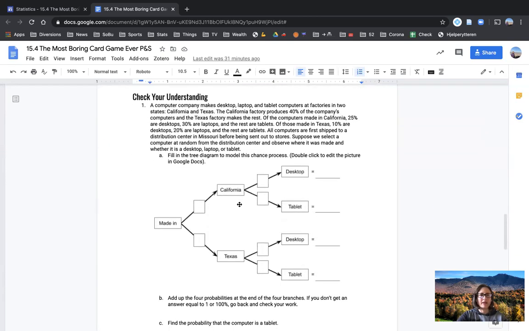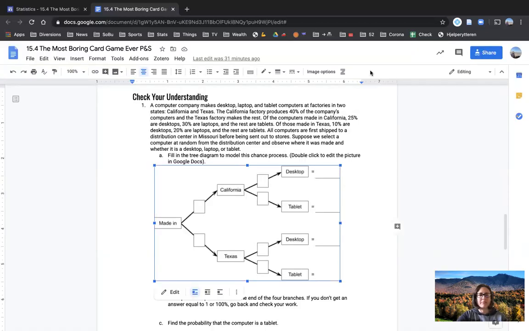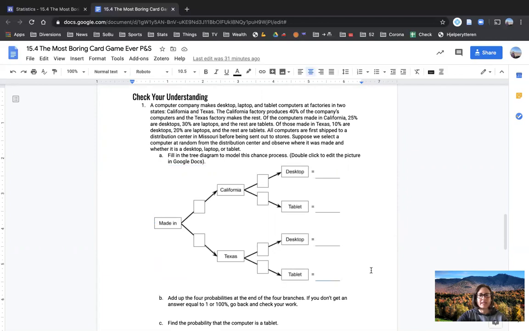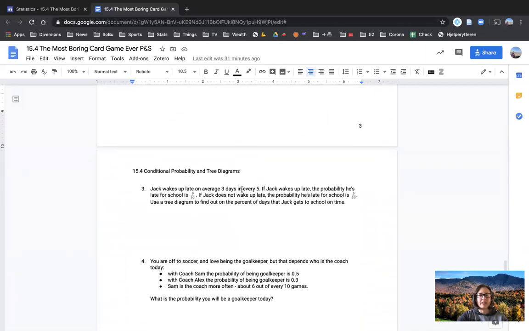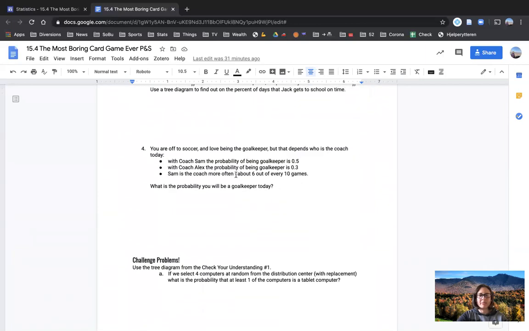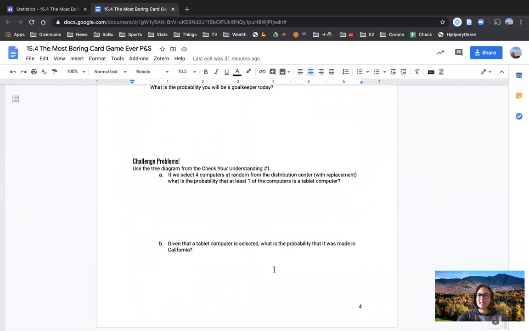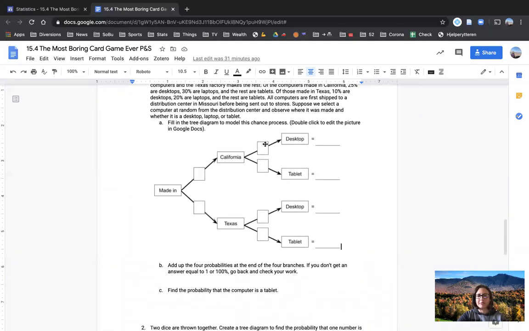For the work that I'm going to look at, this is the check your understanding part. Again, you can double click on this and fill in the probabilities if you're working on your computer. You're going to model the scenario listed above in the tree diagram below, and then calculate some probabilities for those. There's one about some dice, one about Jack waking up for school, one about soccer players, and then there's a challenge problem here that, if you want to give it a shot, refers to the first problem above. So that's it for this lesson.